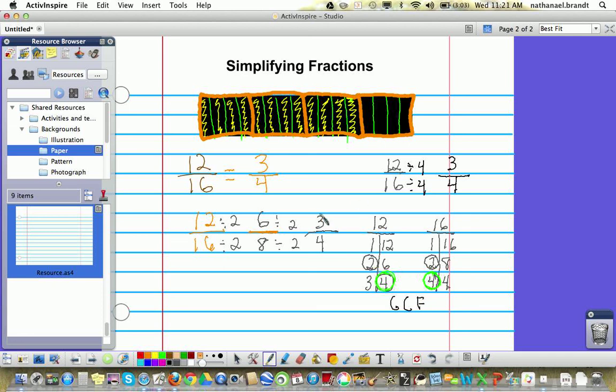Always, when you think you have the fraction in simplest form, still double check. Think, are there any common factors between the numerator and the denominator? So there you have it. Those are a couple of ways to put a fraction into simplest form.